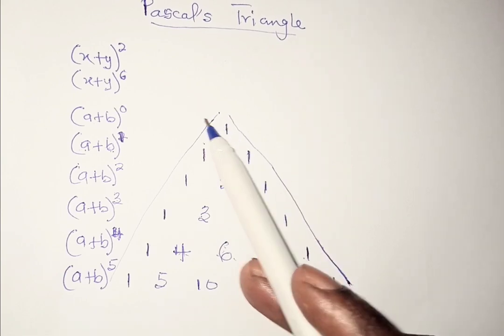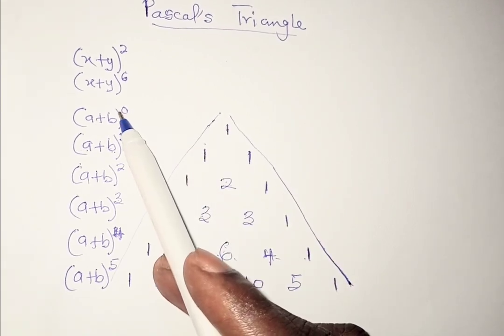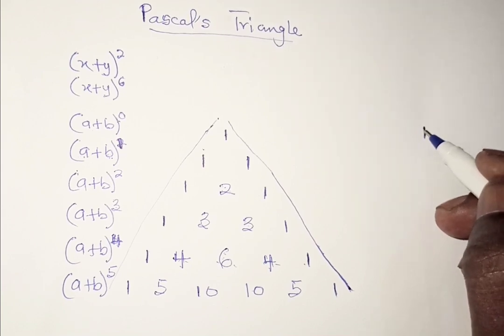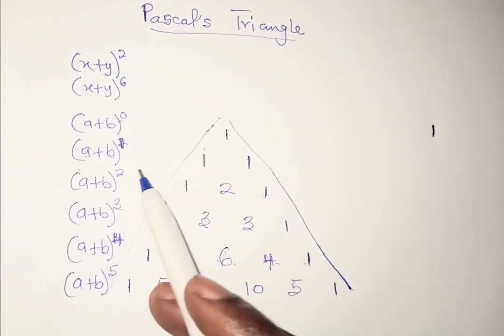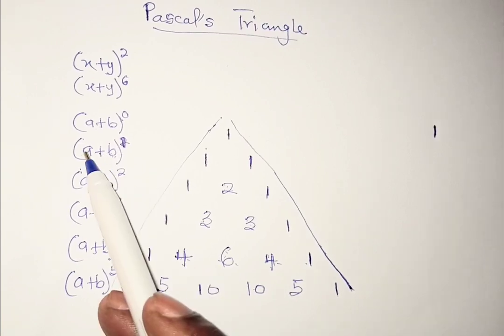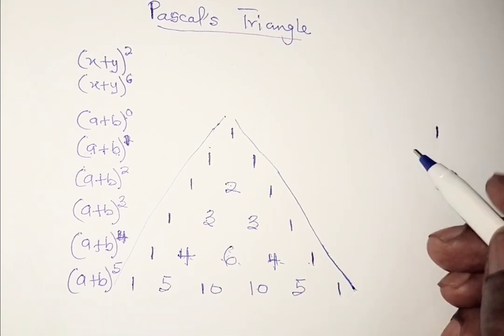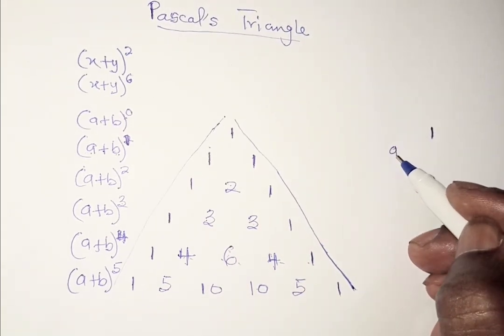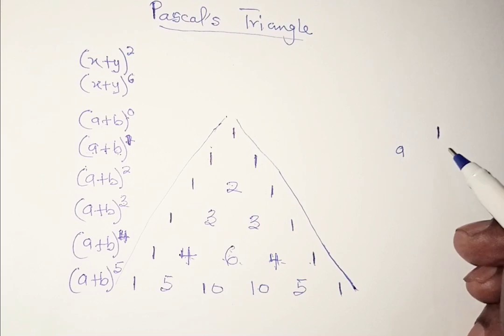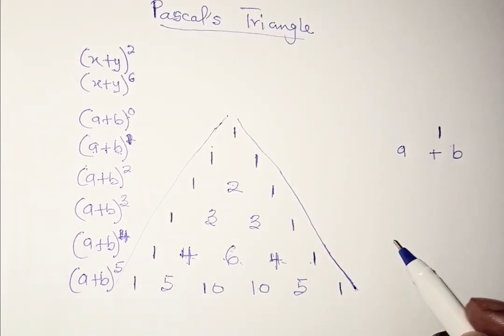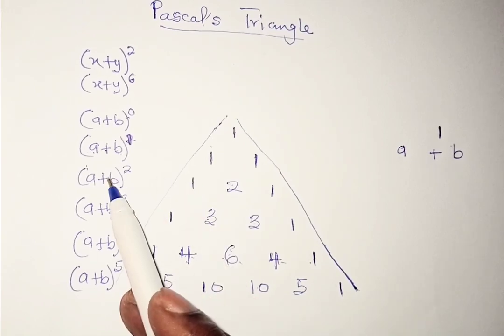So the first one, which is 1, you know that it is 1. So my 1 must come. But how do I get the expansion for this? Because we are saying this is a, a times the coefficient, I will get my a. b times my coefficient, I will get my b. Have you gotten that? Good. Now let's move on to the next one.